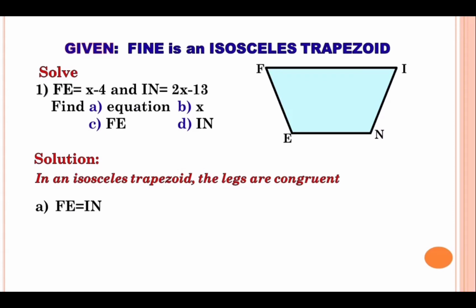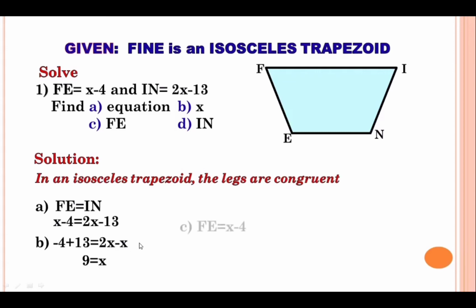So for our equation, FE is equal to IN. Therefore, we have x minus 4 equals 2x minus 13. Solving for x, we combine like terms. So we have here 2x minus x. On the other side, we have negative 4 plus 13. Negative 4 plus 13 is 9. 2x minus x is x. So the value of x is 9.